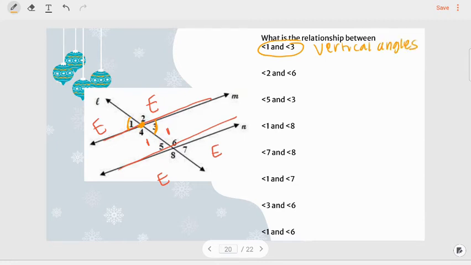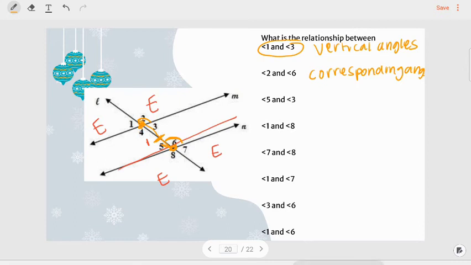Angle 2 and angle 6. I'm going to clear this out. Again, one interior and one exterior angle. But remember, if I were to look at my two intersections, cut them in half, slide one down onto the other, 2 lines up with 6. When they line up like that, remember that's called corresponding angles.